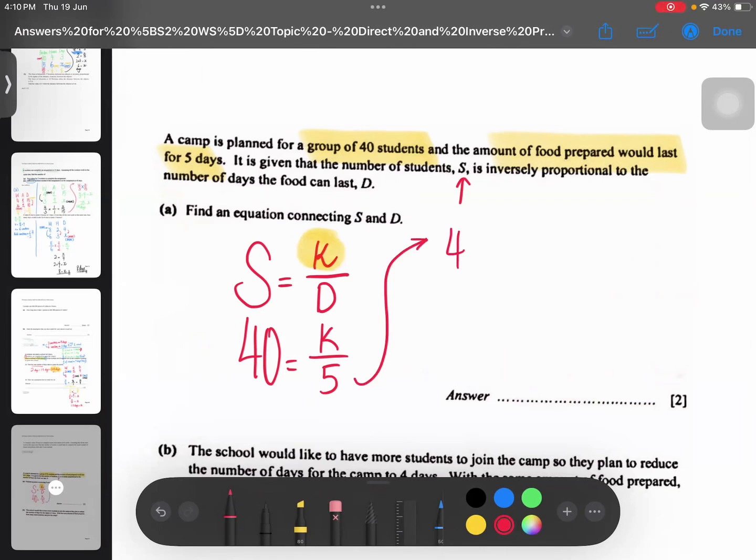All right, so what you want to do is find K, right? So how do you do that? You just have to do 40 times 5. Am I making sense? Yes. All right, so 200. 200 is my K. So we say S equals 200 over D. And this is your answer for this question.